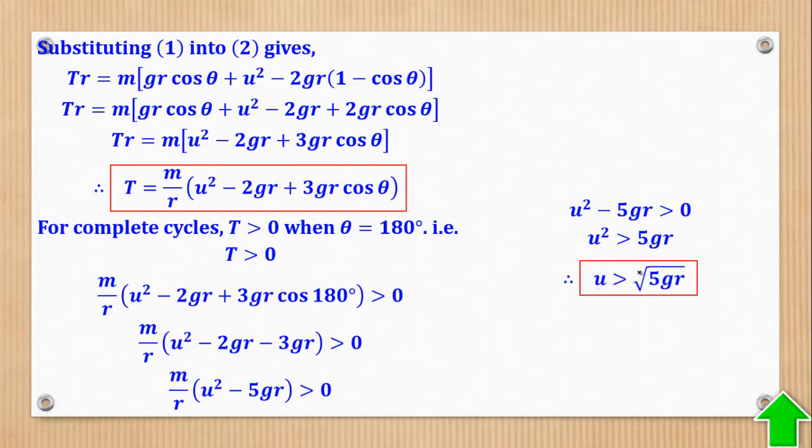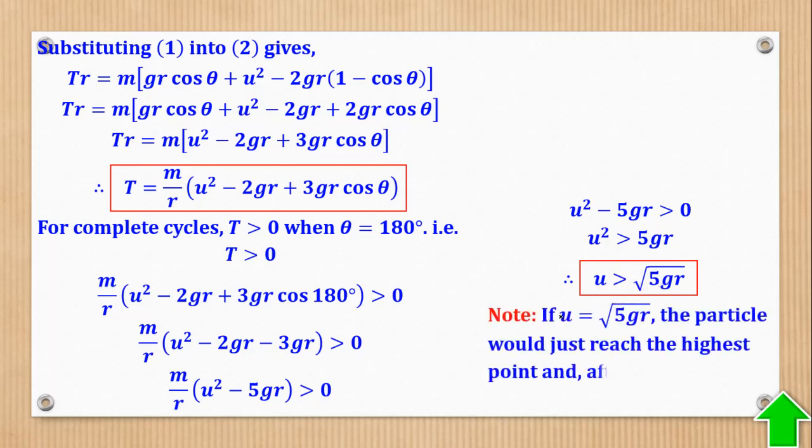The initial velocity at the lowest point must be greater than the square root of 5gr. So if u is exactly equal to square root of 5gr, it implies that the particle will just reach the highest point, after which the string will become slack. Slack means there will be no tension. It is just non-tight.